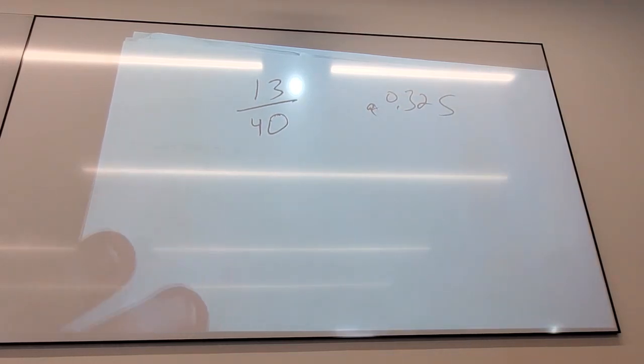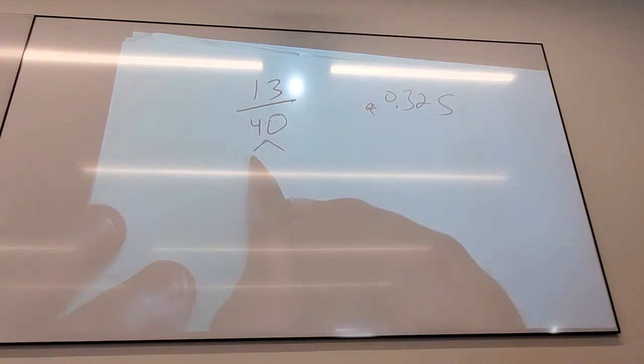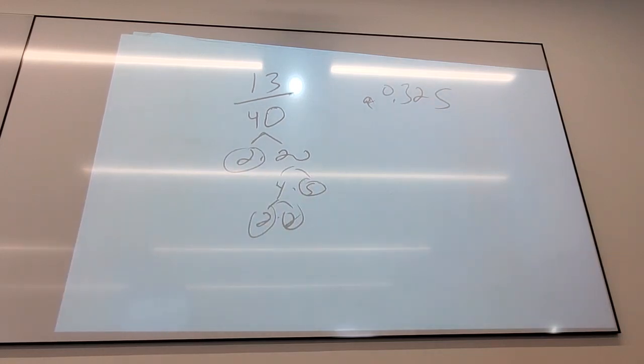Did that terminate, yes? Why does that make sense? Because what's 40? 2 times 20. What's 20? 4 times 5, and 4 is 2 times 2. So it's got 2, 2, 2, 5. It's only got 2's and 5's. So of course it terminated. Okay. Of course it did. Yes?